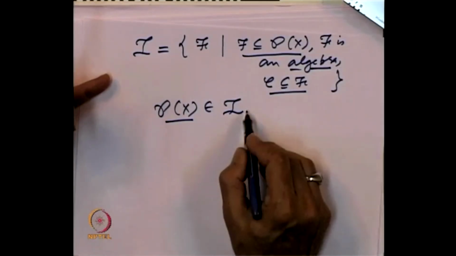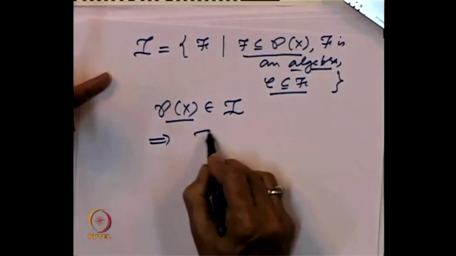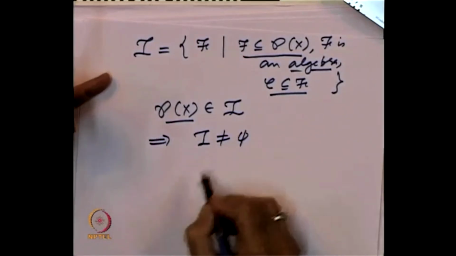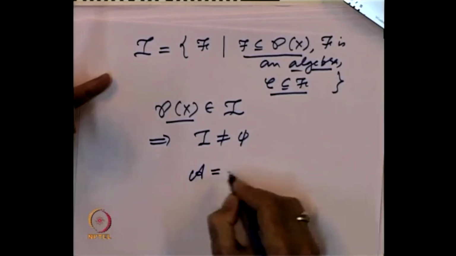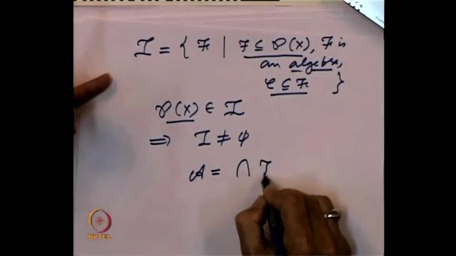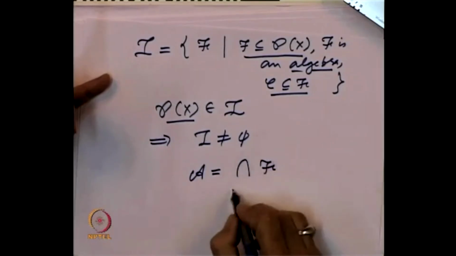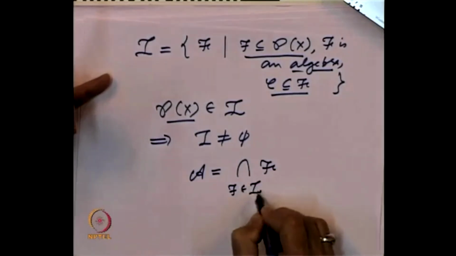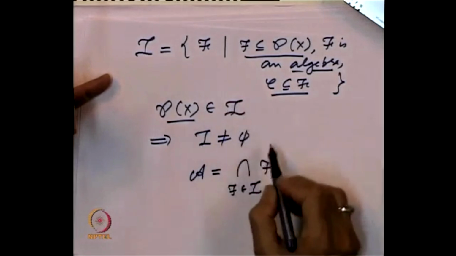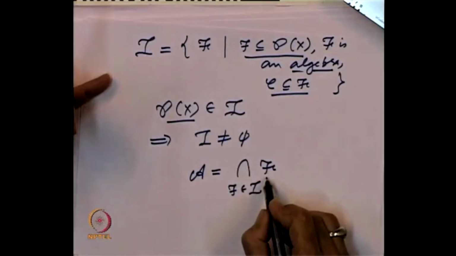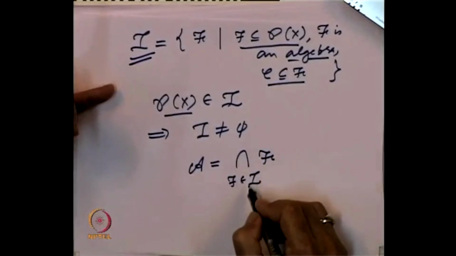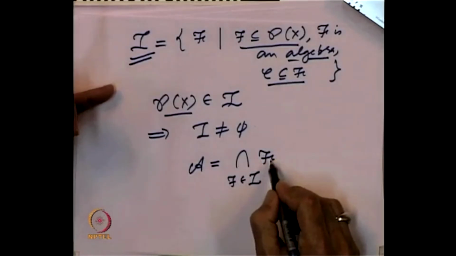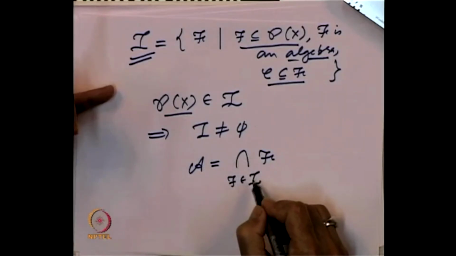So this is non-empty, which implies that this collection is not empty. And now let us define A to be equal to the intersection of all this F such that F belongs to I. So let us take all the algebras which are members of this collection I, and take their intersections. Keep in mind, each F is a collection of subsets and it is an algebra, and we are taking the intersection of these collections.